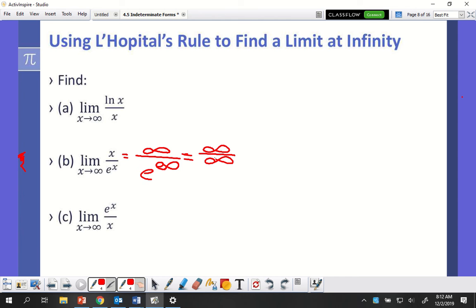Now, let's go ahead and do the derivative. So the derivative of the top is 1, right? So it's 1 over the derivative of the bottom, e to the x, or e to the infinity in this case. So now, e to the infinity. So if I take this number 1 and I divide it up by one piece, that's going to be 1, right? Okay, what about 2 pieces?